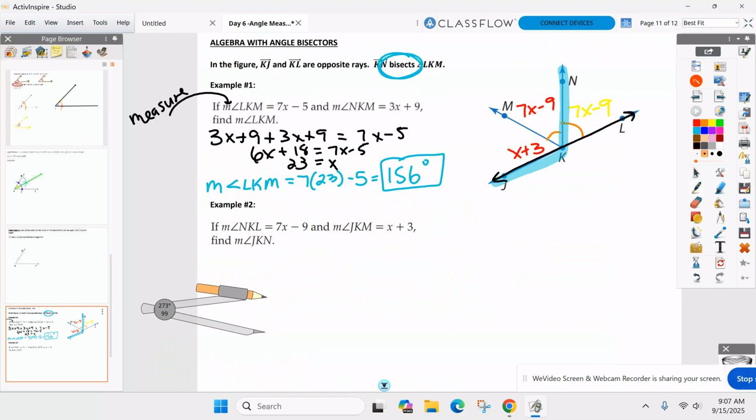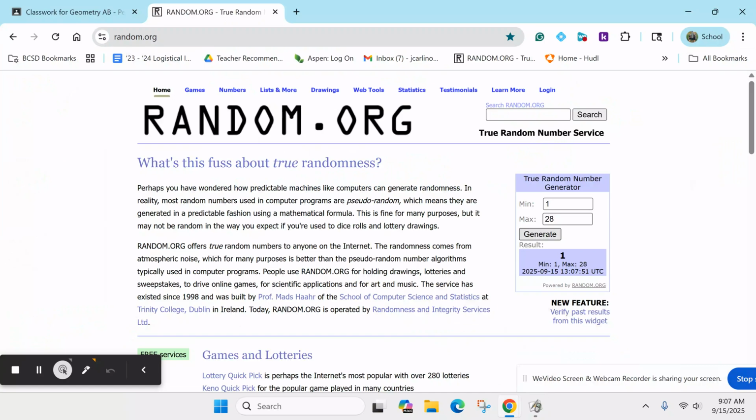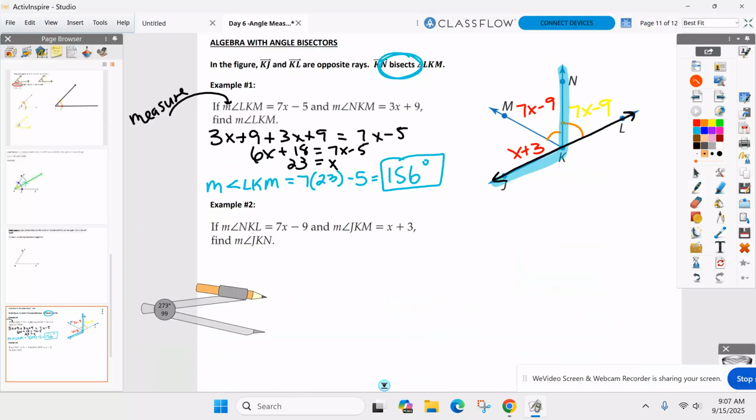Write the equation now for me. If all three angles put together equal that line of 180 degrees, put them together for me. What do you end up having here? Jane, go ahead. What do I write? X plus 3 plus 7x minus 9 plus 7x minus 9 equals 180. There we go. All three angles end up forming a straight line. But you had to put in the 7x minus 9 on your own.